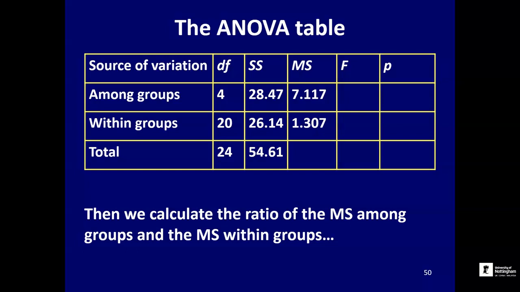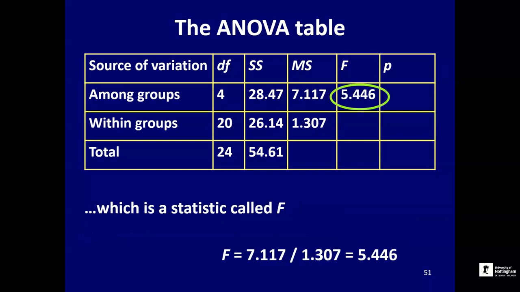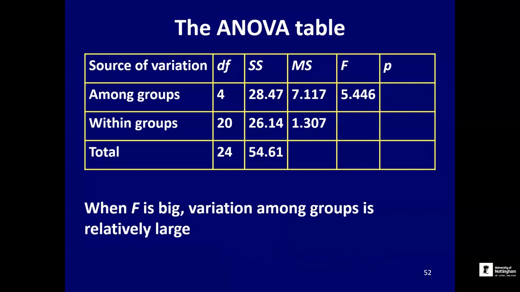So we calculate the ratio of the among group to within group sums of squares. 7 and a bit divided by 1.3 gives us an answer of 5.4. So that's the F statistic, or F ratio. And it's the thing that if you plug it into a computer, or in the old days if you looked it up in tables at the back of your stats book, you would then be able to generate a p-value.